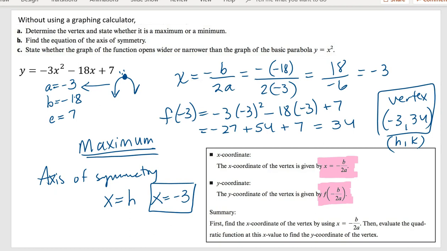C asks me to state whether the graph of the function opens wider or narrower than the graph of the basic parabola, y is equal to x squared. So once again, we want to look at that a. a is equal to negative 3. Since the absolute value of negative 3 is greater than 1, we know that we are going to vertically stretch, which creates a narrower parabola.